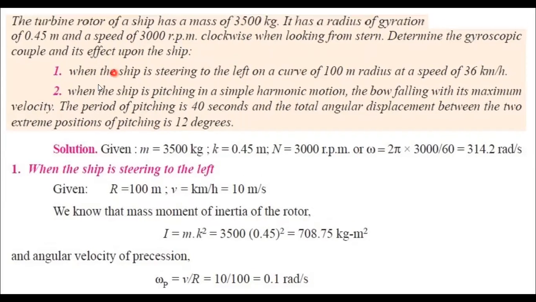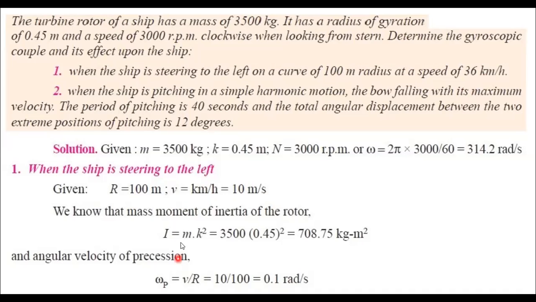So the first case is the ship steering towards the left. Now the ship is turning left on a curve of 100 meter radius. So R is 100 meter and speed is 36 kilometer per hour. The velocity is 36 kilometer per hour, so 36 into 1000 divided by 3600 gives a value of 10 meter per second.